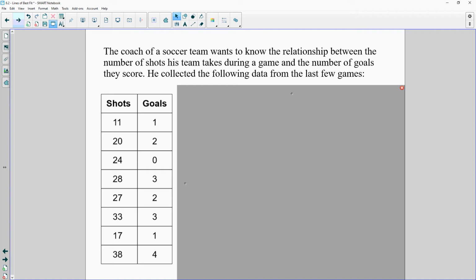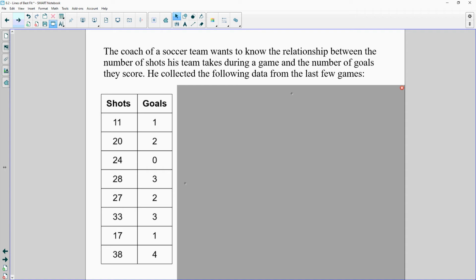In this particular example, what we have is the coach of a soccer team, and he or she has been recording data, and they want to know the relationship between the number of shots that his team takes during a game versus the number of goals that they score. So we can see the data is recorded for us at the side. Now, when we're going to create a graph here, the first thing we need to do is decide where the data is going to go. Which variable is our independent and which variable is our dependent variable.